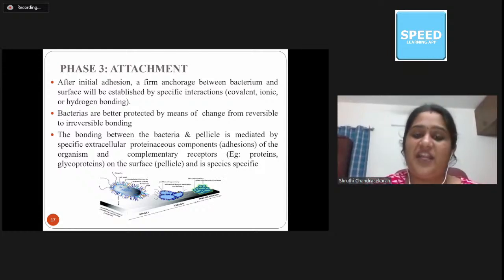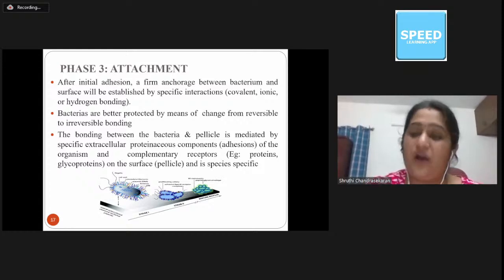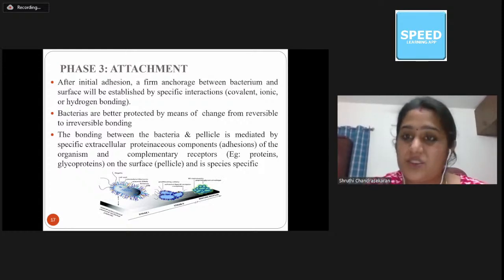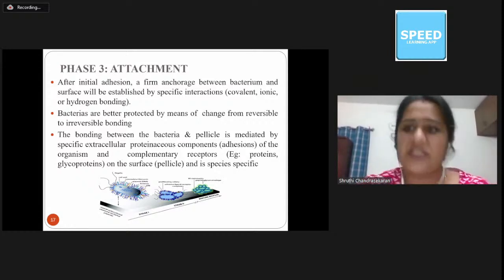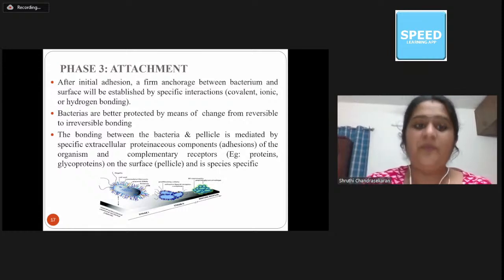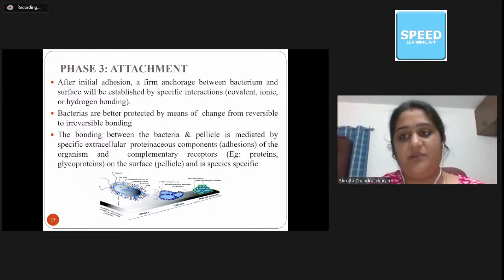So after the initial adhesion, a firm anchorage will occur between the bacteria and the tooth surface, which will be established by other types of interactions such as covalent bonding, ionic bonding, or by hydrogen bonding. Please remember, the previous one was electrostatic forces or van der Waals forces, whereas these forces are mainly covalent, ionic, and hydrogen bonding forces, which are more permanent in nature. So bacteria are better protected by means of making it from a reversible bonding to an irreversible bonding nature.